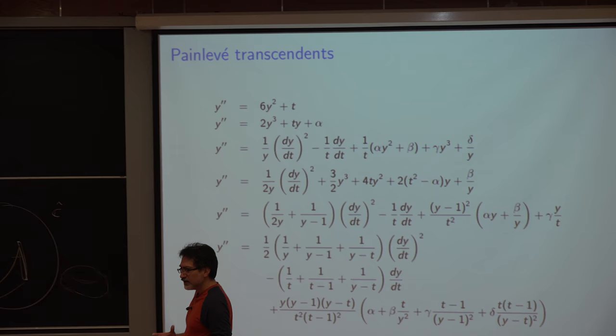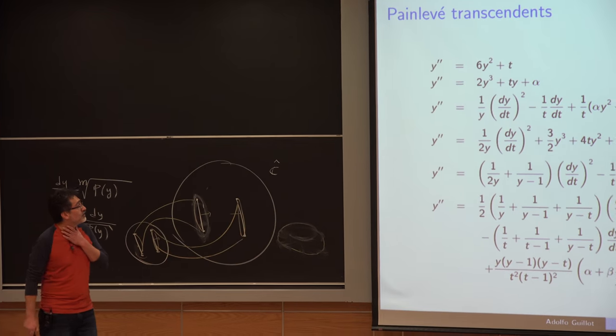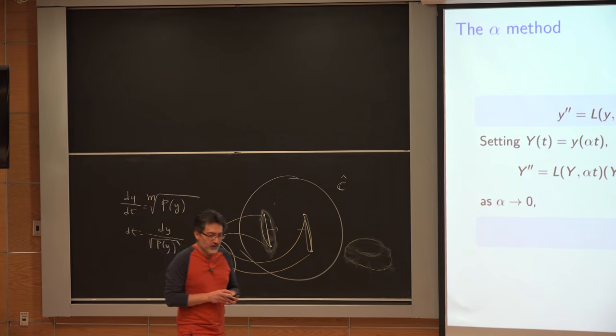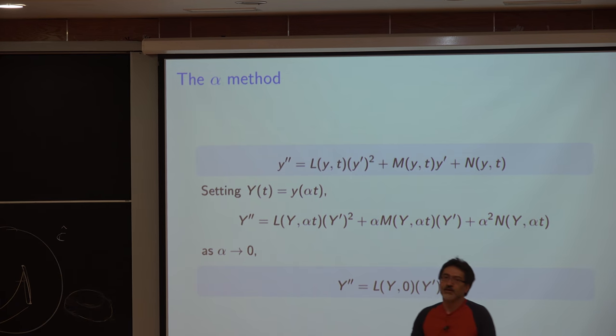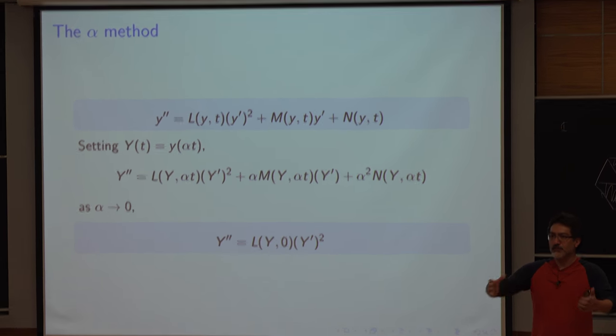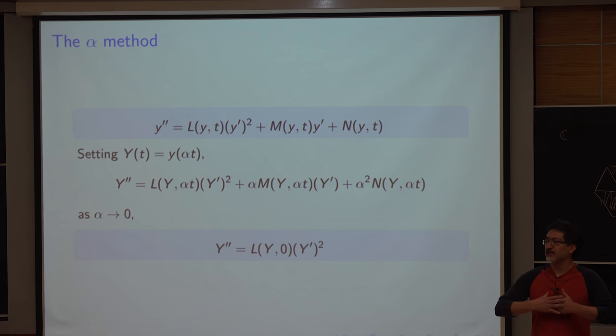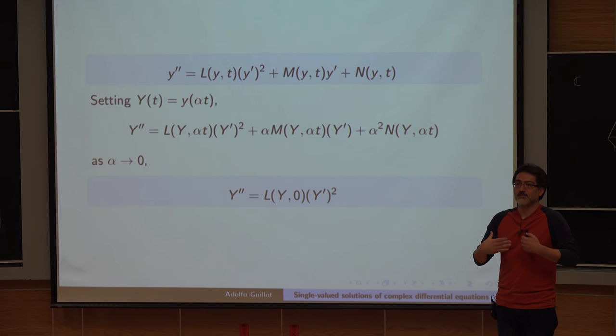And one of the techniques of Painlevé was the alpha method. He was studying this property that we now call the Painlevé property, which he called the absence of movable critical points. And he says this property is closed in the space of differential equations. So if one equation degenerates into another, and the limit one does not have this property, then it's because the original one didn't have this property either.